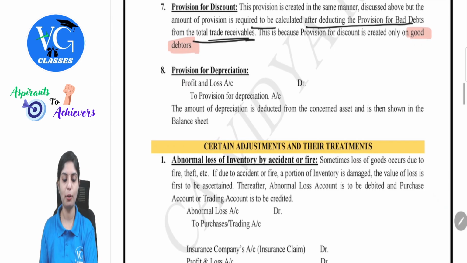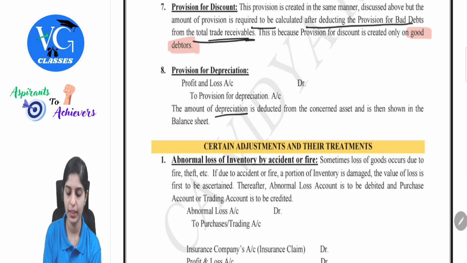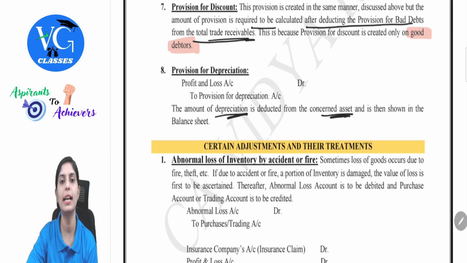Yes. Next, provision for depreciation. When can provision be created? We have understood this in detail in the depreciation chapter. So if there is a provision, profit and loss account debit to provision for depreciation. The amount of depreciation is deducted from the concerned asset, and the ultimate balance is shown in the amount column of the balance sheet.